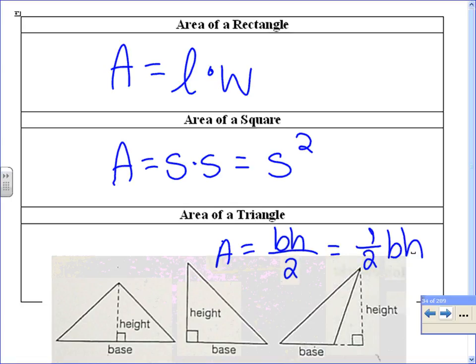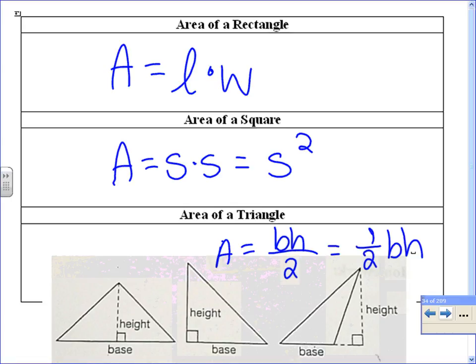Okay, now we've done these before in chapter 1. We've already talked about all of these. Annalise? Yeah, but all the sides are the same, so that's why we write it like that. Okay, flip over to the next page.